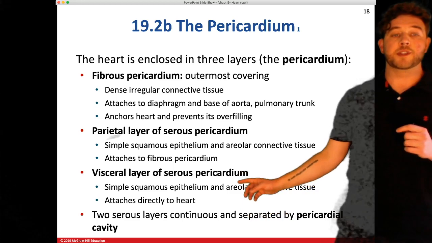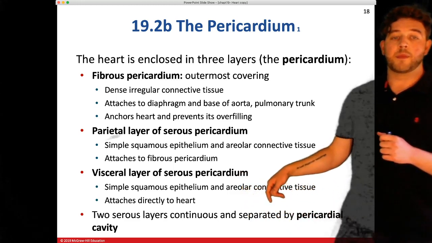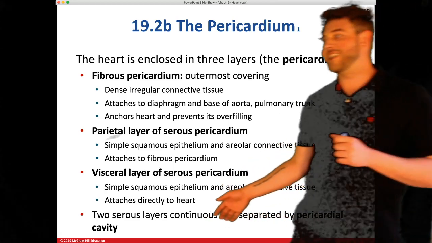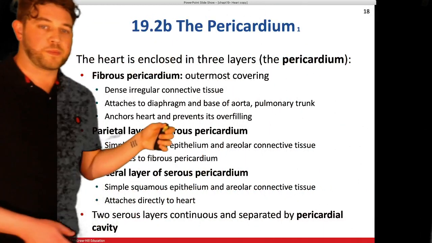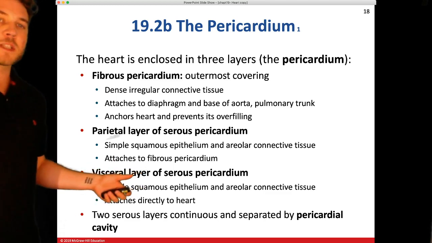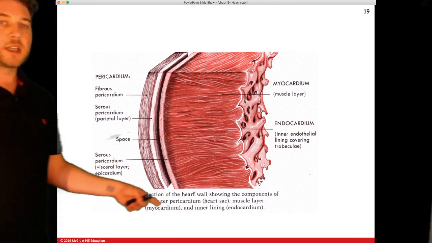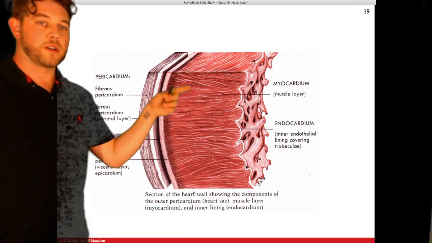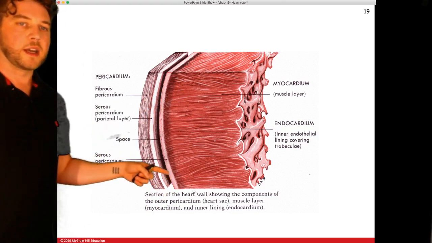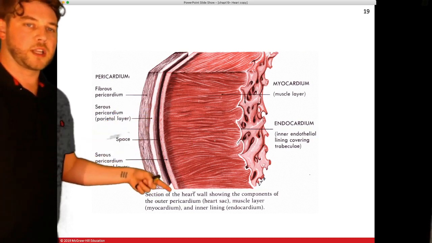You have the visceral layer attached directly to the heart. The two layers are continuous and separated by the pericardial cavity. Because you have two parts of this membrane, the parietal and the visceral layer, there is a small space between them, and that is the pericardial cavity. And here you go, you can see it. So this is the myocardium of the heart wall. So this is the actual heart itself. You have the endocardium, myocardium, and then this is the serous pericardium, which is also the epicardium.